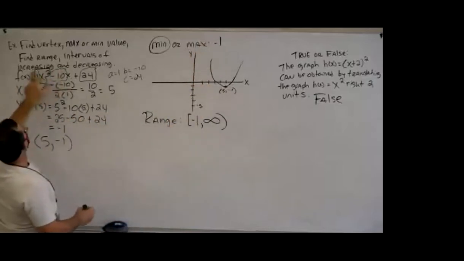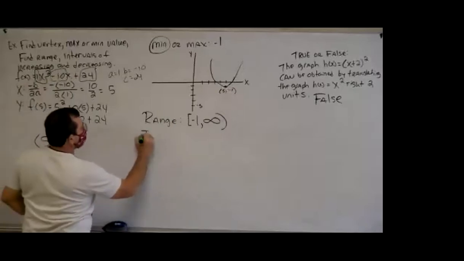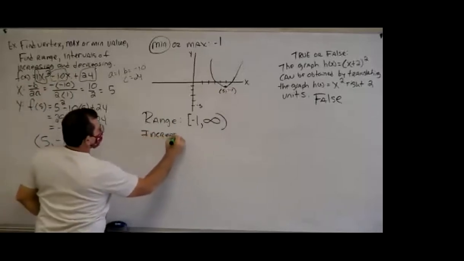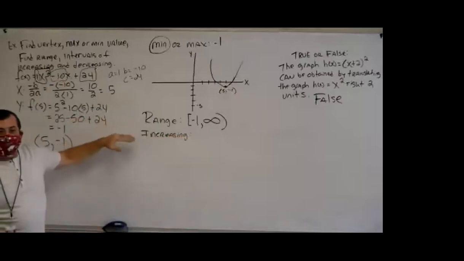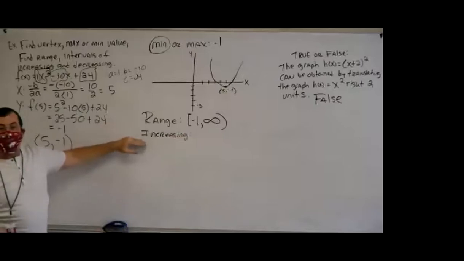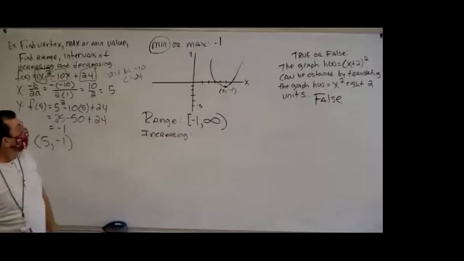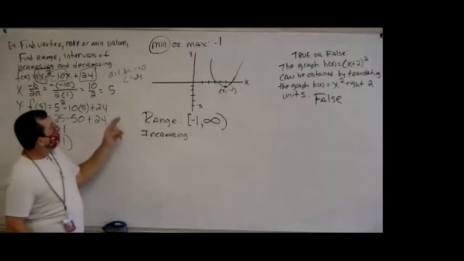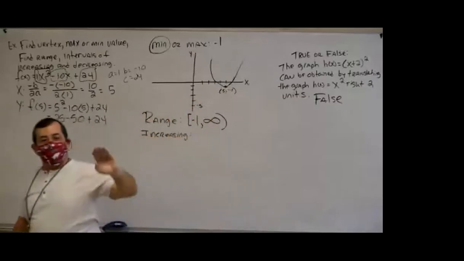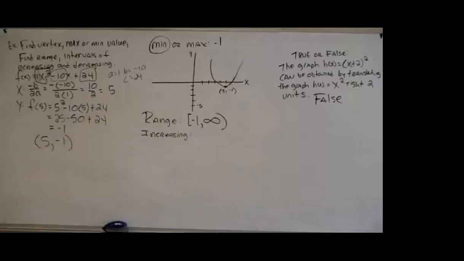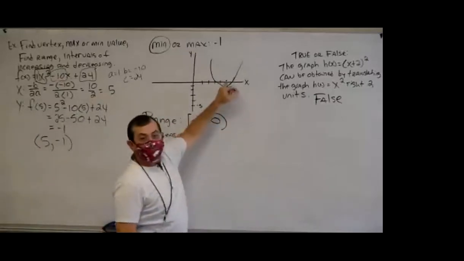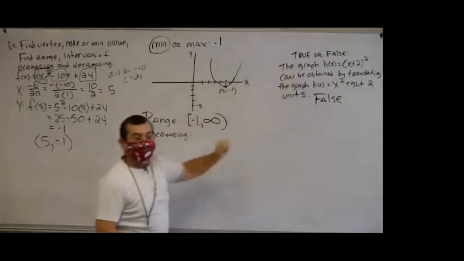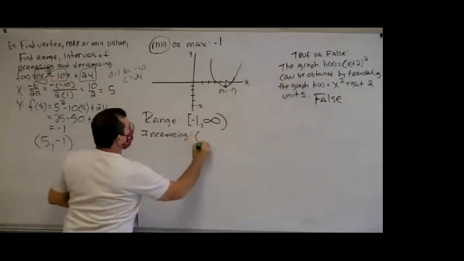So what's next? Increasing and decreasing. So let's do our increasing. The thing you got to remember: the range deals with the y values, intervals of increasing and decreasing are looking at the x values. So going left to right, where does my graph start increasing? At what x value? 5. Because right here's my 5 on the x, and at that 5, this graph is starting to go uphill.